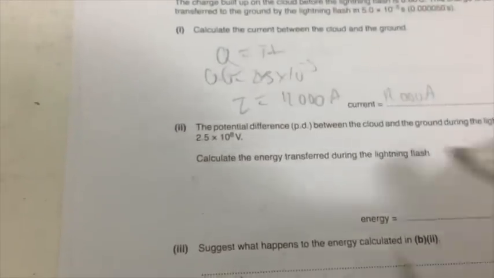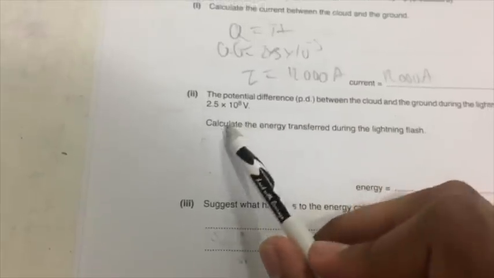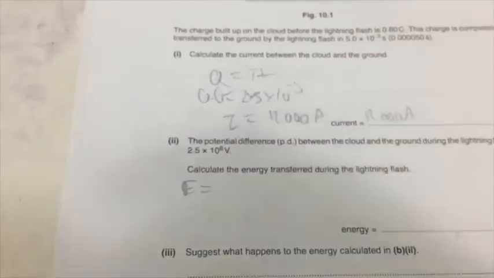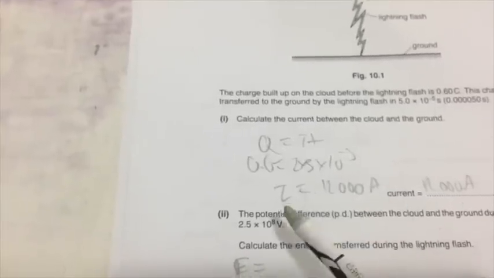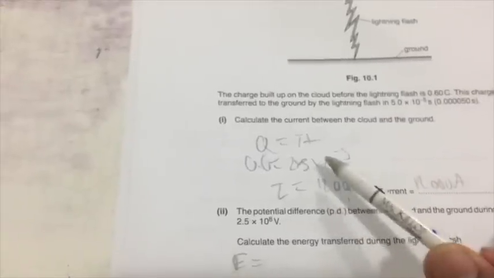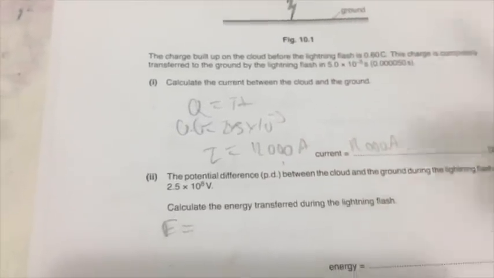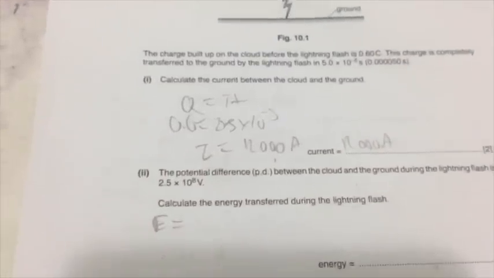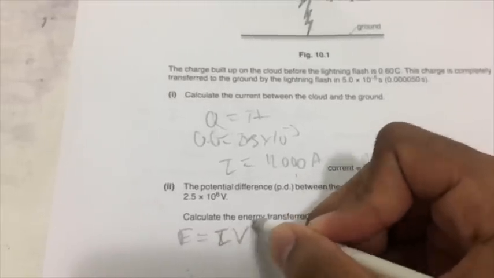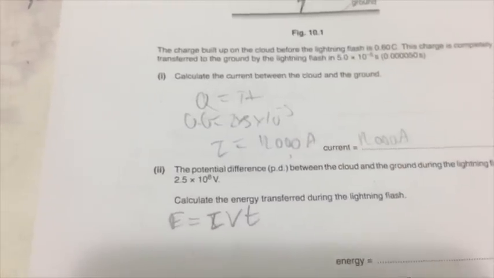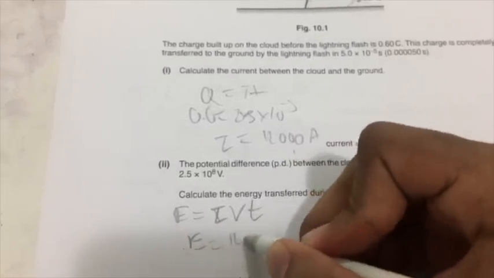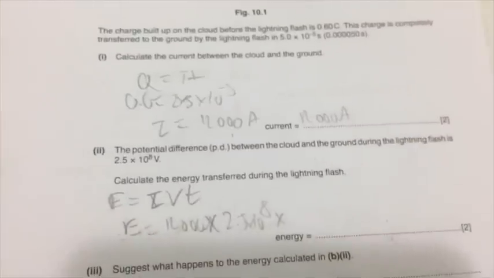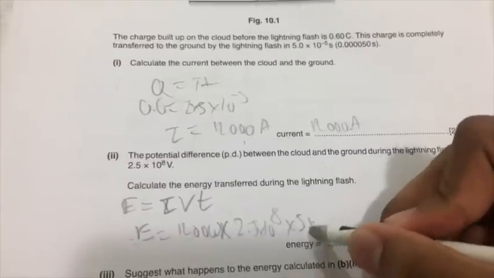That's straightforward. The potential difference between the cloud and the ground during the lightning flash is 2.5 times 10 to the power 8 volts. Calculate the energy transferred by the lightning flash. We know that Q is equal to IT, and we have I and we have T. Now they gave us voltage, and they want us to calculate the energy. So what formula of energy contains voltage, current, and time? Energy is equal to IVT, which is power times time, since IV is equal to power. So energy is equal to 12,000 times voltage, which is 2.5 times 10 to the power 8, times the time, which is 5 times 10 to the power negative 5.